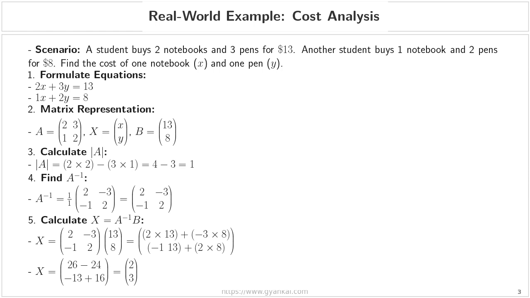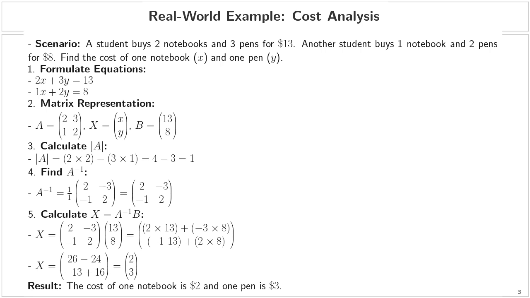We multiply the first row of our inverse by the column in matrix B, which is 2 times 13 plus -3 times 8, giving us 26 minus 24, which equals 2. Then, we multiply the second row by the column in matrix B, which is -1 times 13 plus 2 times 8, giving us -13 plus 16, which equals 3.